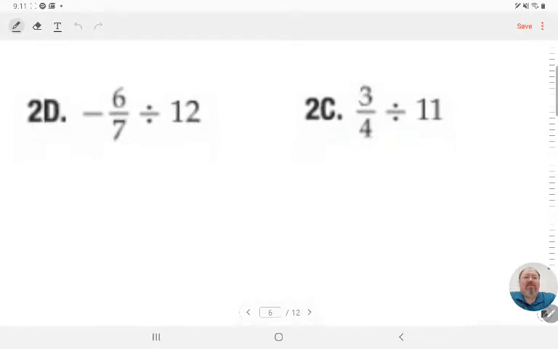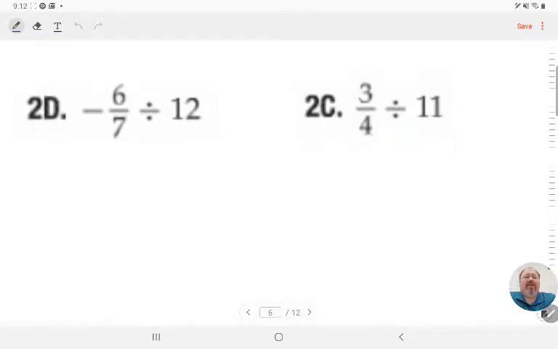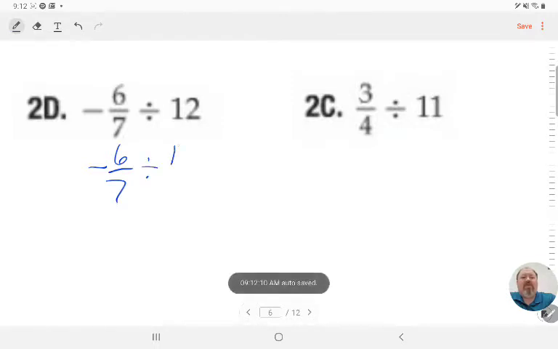So here's a couple for you to try and see what you get, okay? And then come back and see how you did. All right, so we have -6/7 divided by 12. Well, 12 can be written as a fraction as 12/1.